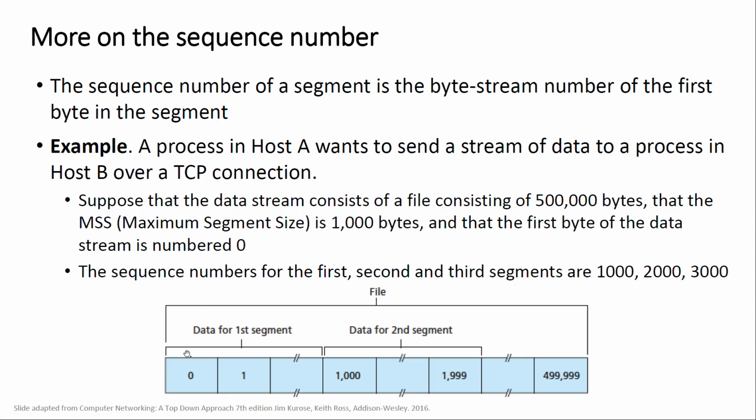So your first data segment starts from byte 0, and since we have a maximum segment size of 1000 bytes, you have to finish it at 999, and your second data segment starts at byte 1000 and goes on this way. The sequence numbers for the first, second, and third segments are 0, 1000, and 2000. So they are not the number of segments, but the number of bytes.